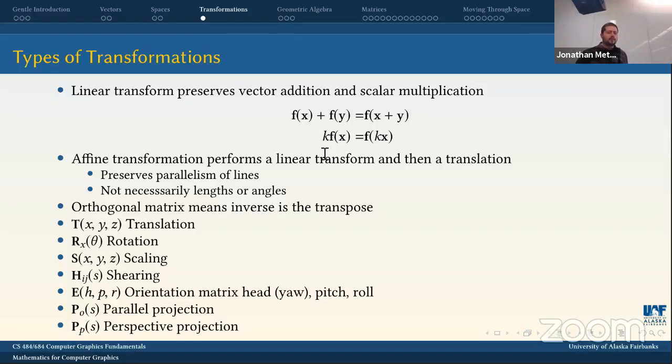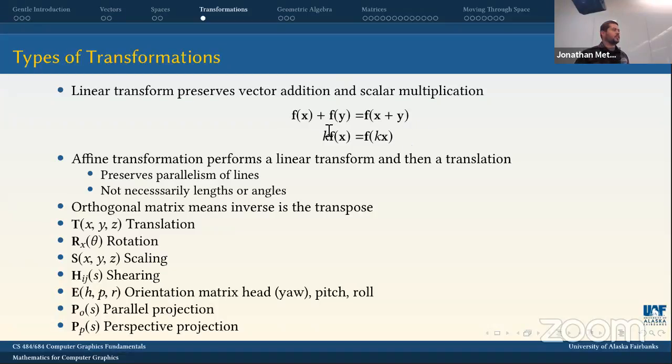So now that we have this idea of a space, we need to understand a transformation, because we want to go from one space to another. In our 3D graphics, we have a couple of transformations that we need to understand. The first is called a linear transformation. This is something you'd learn in linear algebra, but it preserves vector addition and scalar multiplication.